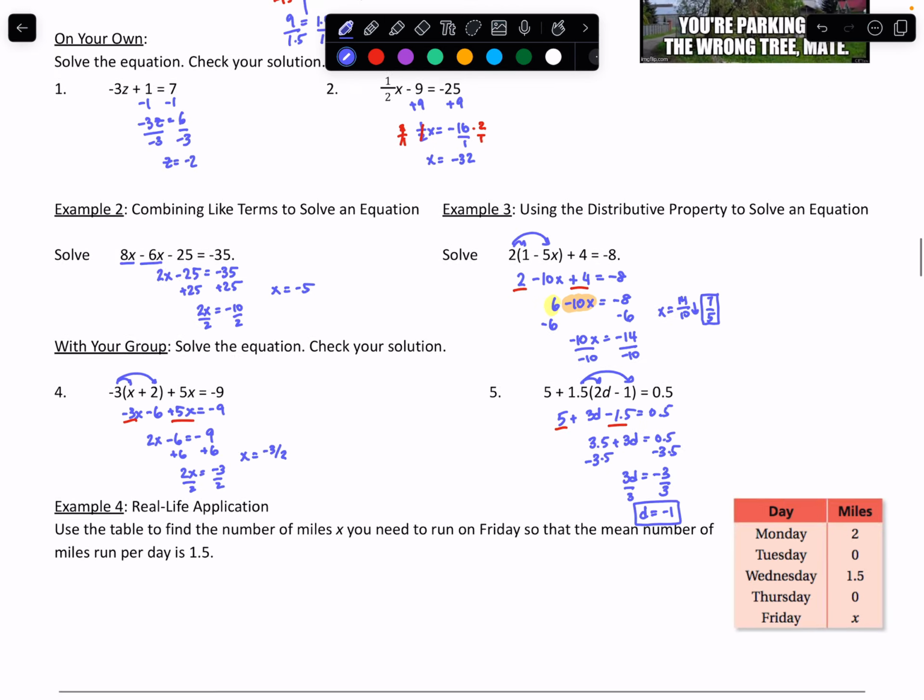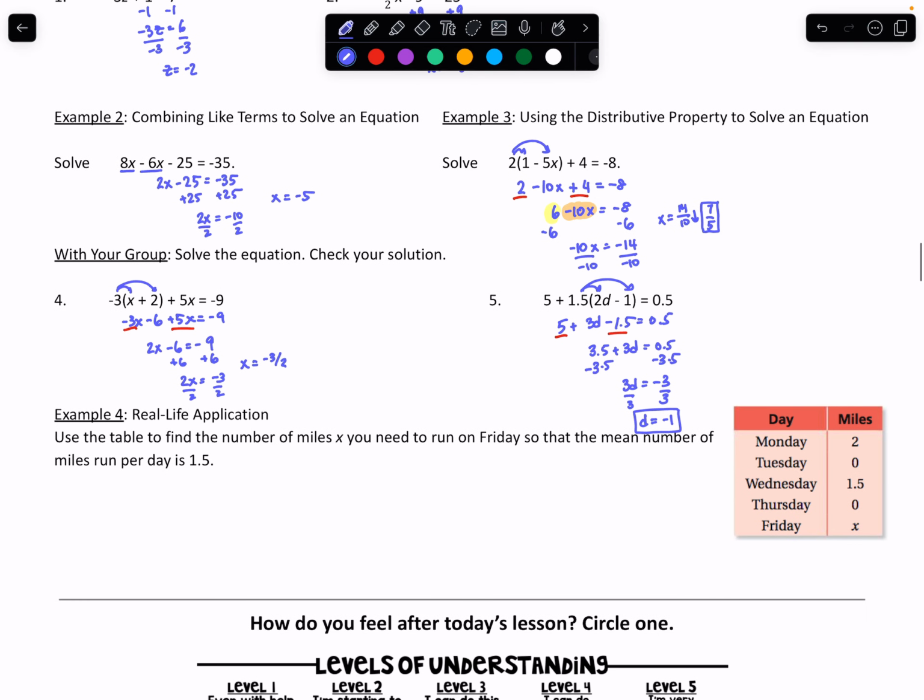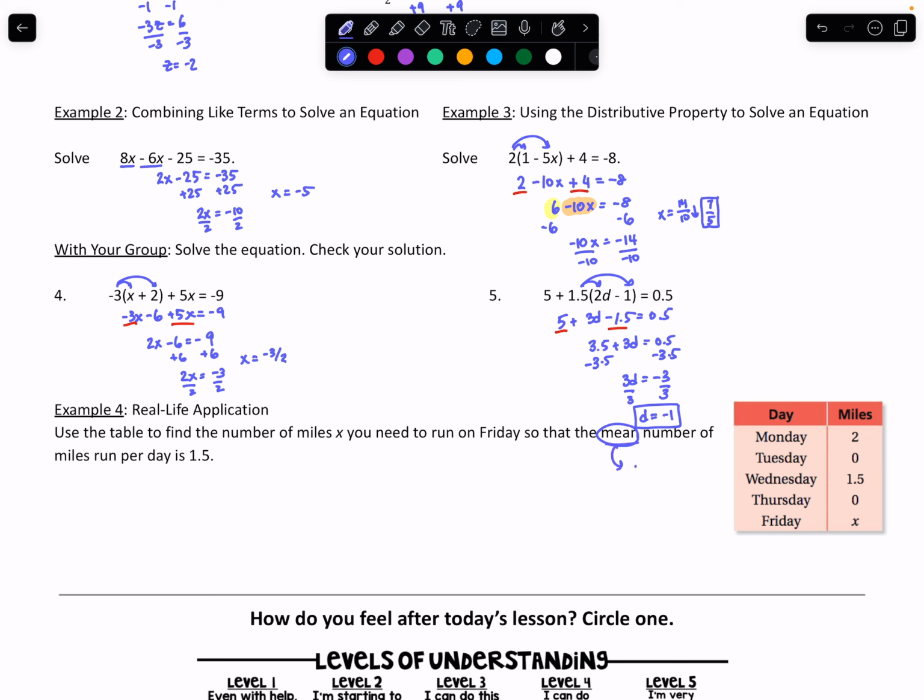Okay. Last example before we wrap up this lesson. This is the one exception I'm talking about. So use the table to find the number of miles you need to run on Friday so that the mean number of miles run per day is 1.5. Couple things here. You have to understand that mean, if you didn't know, means average.